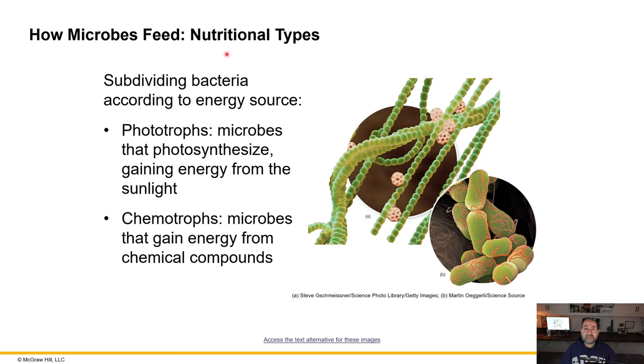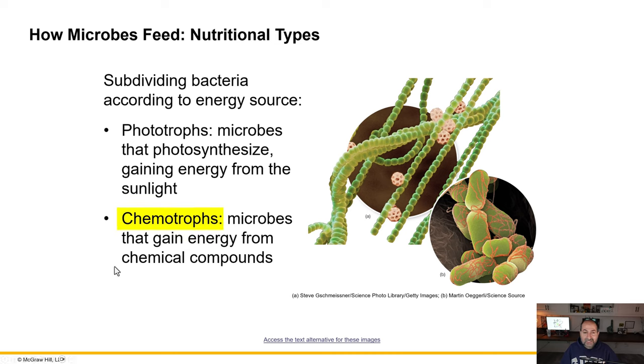Now, another way that organisms are categorized based on their nutritional types is how they get their energy. Organisms that get their energy from sunlight are known as phototrophs, while organisms that obtain their energy in the form of chemical compounds, either organic chemicals or inorganic chemicals that they consume, these are known as chemotrophs.